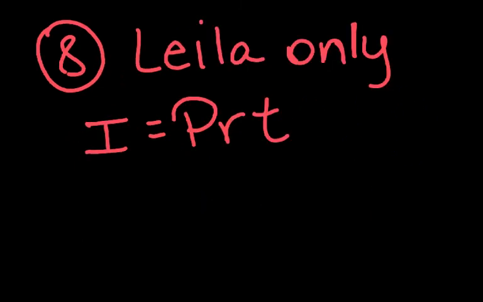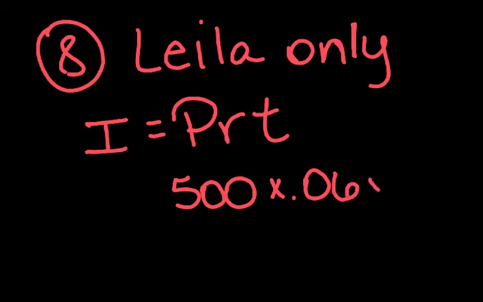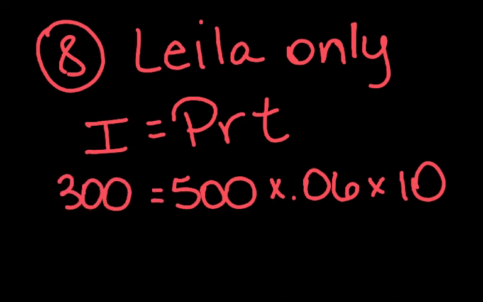For number 8, we're only going to do Lila, which is the simple interest. It says she deposited $500, which is the principal part of the formula, times the rate. It says her interest was 6%, so you're going to multiply that by 0.06. And then, of course, the time is 10 years, so you're going to multiply that by 10. And that'll tell you how much interest she had. Her interest after the 10 years is going to be $300.